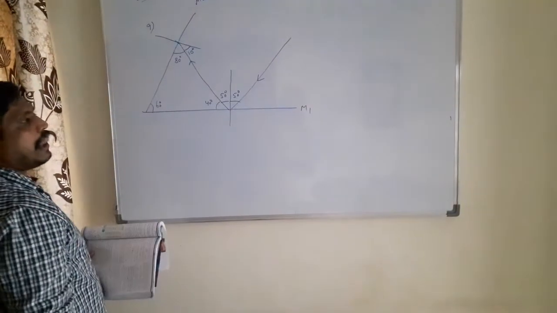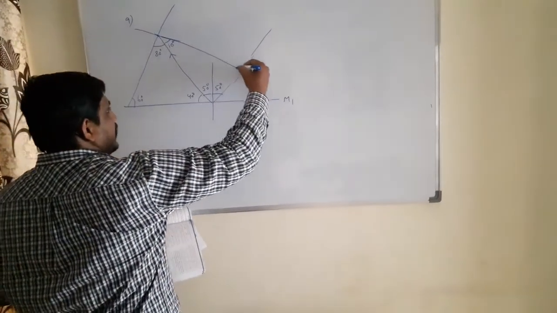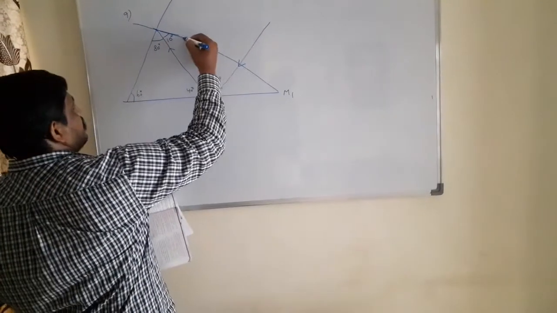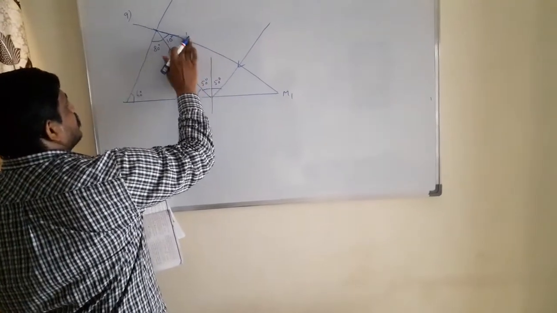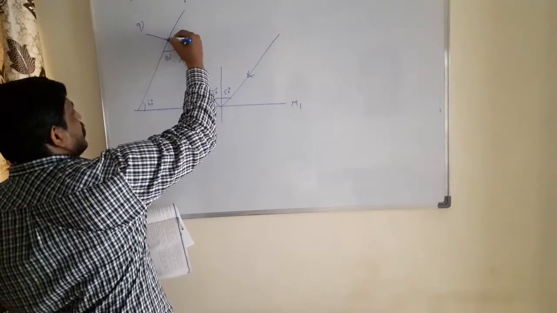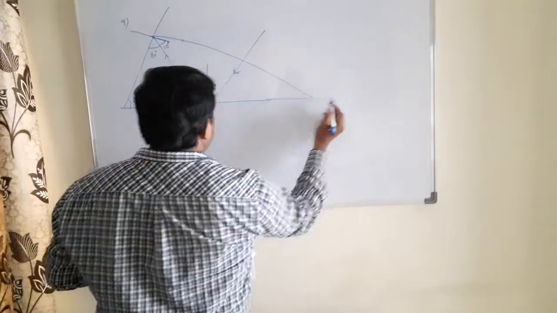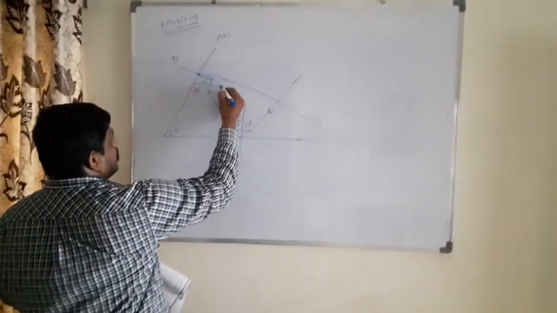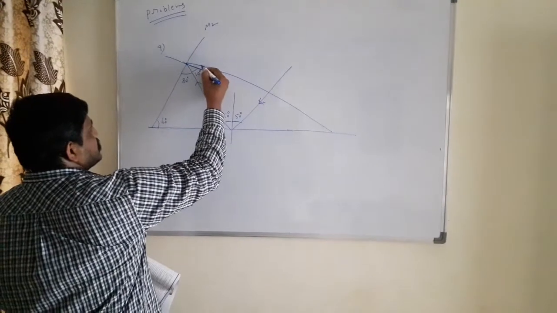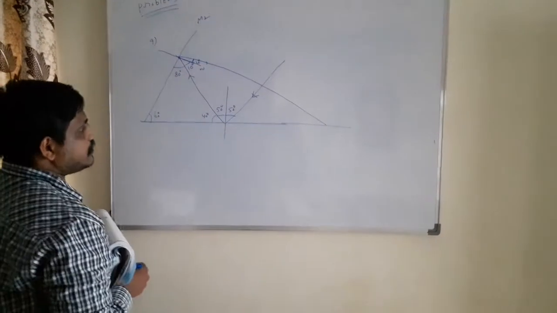We know the law of reflection: the angle of incidence equals the angle of reflection. So here, look at the ray diagram. This is the normal, this is the angle of incidence, this is the angle of reflection. This also is how much? 10 degrees.